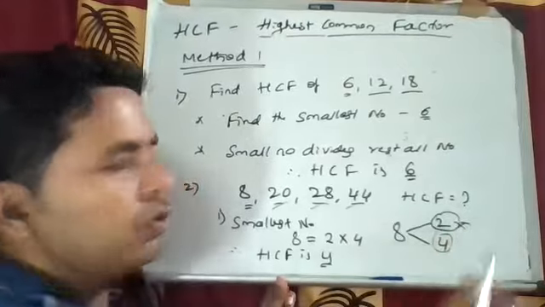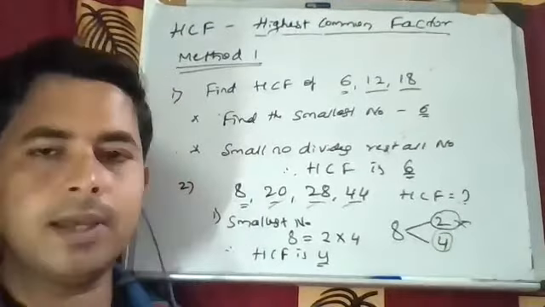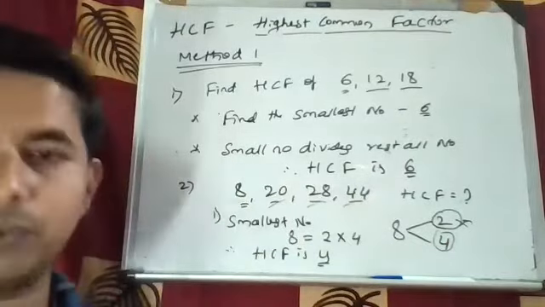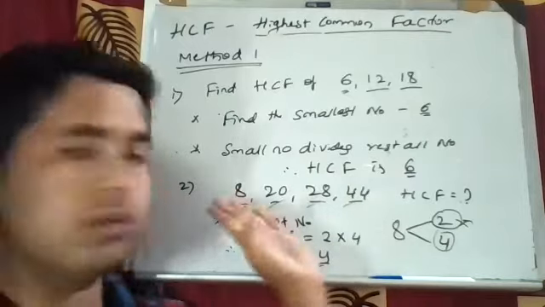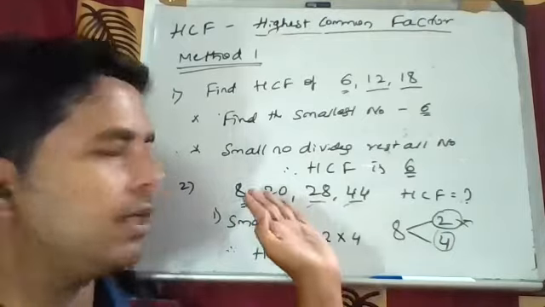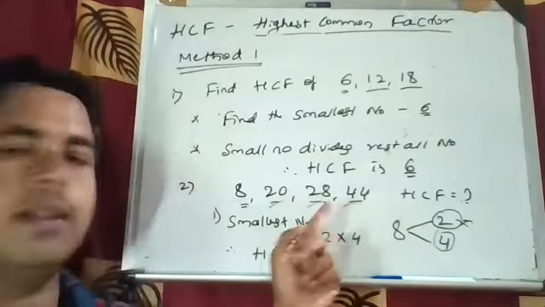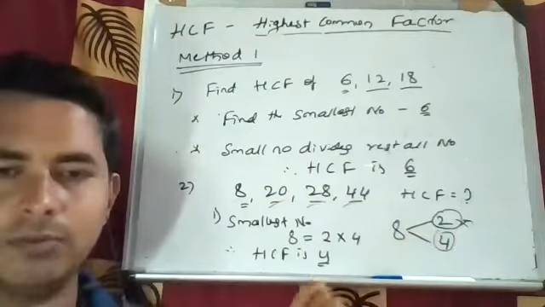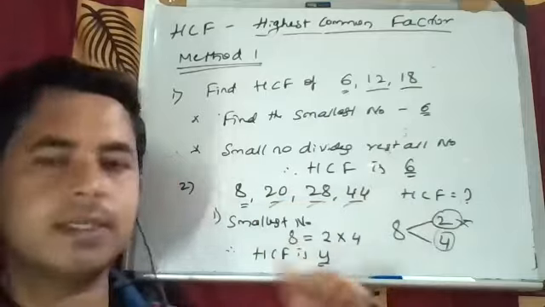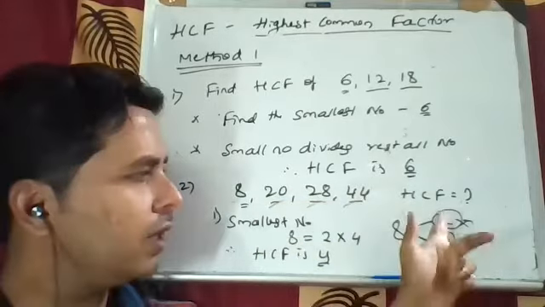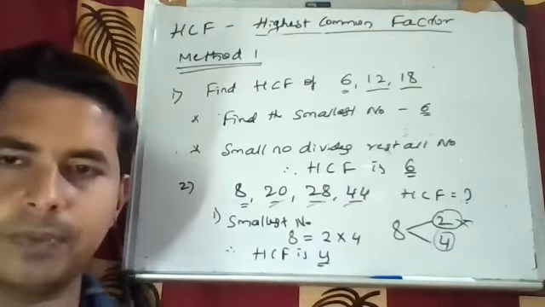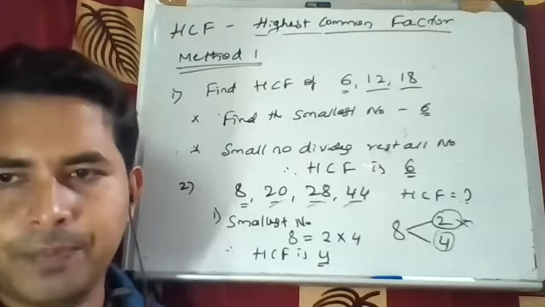Why not 2? Because 2 is a small number and 4 is the highest, or bigger, number which divides all. So what is the first method? First, what did I say? Find out the smallest number. 8 is the smallest number. Check whether 8 divides all the numbers. It is not dividing here. Then write the factors of 8. Factors of 8 are 2 and 4. Then again, does 2 divide? Yes. And does 4 divide? Yes. So among 2 and 4, 4 is the bigger one. So the HCF here is 4.